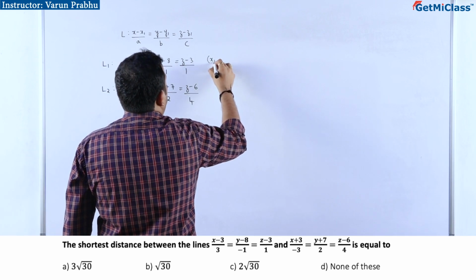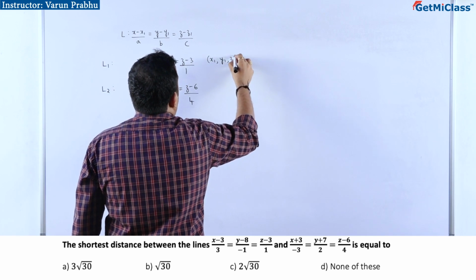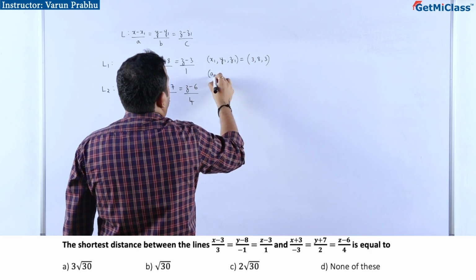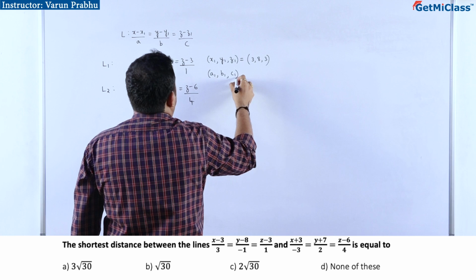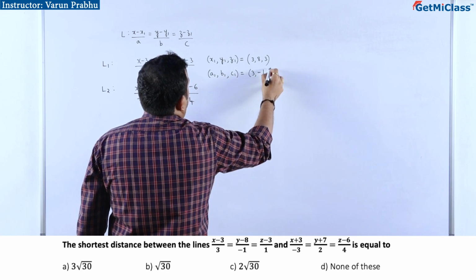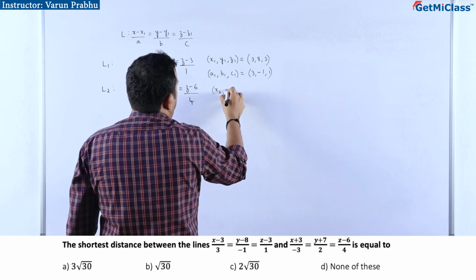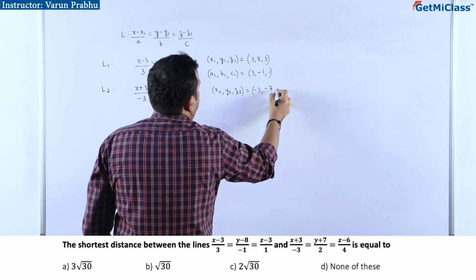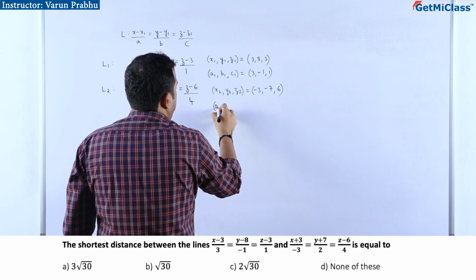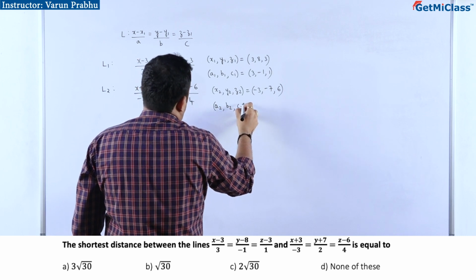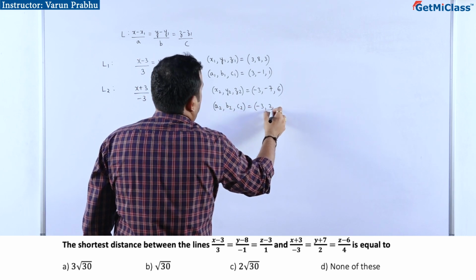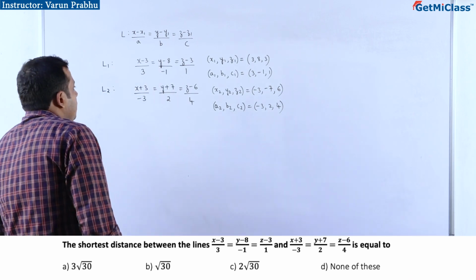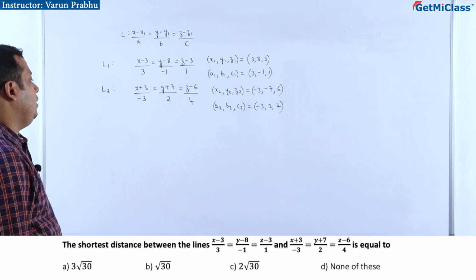So x1, y1, z1 is equal to 3, 8, 3. Then a1, b1, c1 is equal to 3, minus 1, 1. Then x2, y2, z2 is equal to minus 3, minus 7, 6, and a2, b2, c2 is equal to minus 3, 2, 4. Correct? This is L1 and L2.